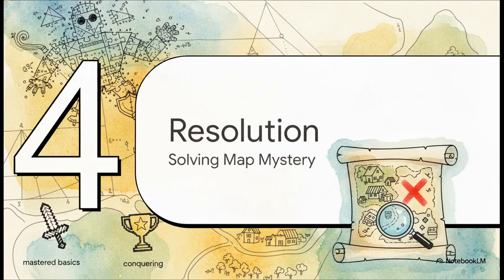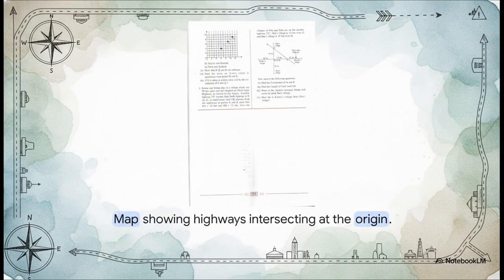Section 4. Resolution. Solving the map mystery. Well, we've mastered the basics and conquered the boss level, so let's head back to our initial map to finally crack this case. Looking back at our village setup, remember we were asked to find the coordinates of points A and B and then figure out the exact length of that local road connecting them?